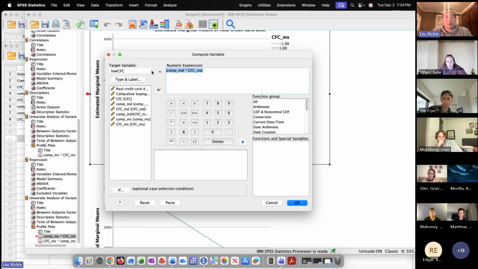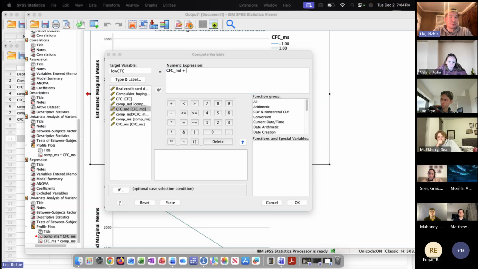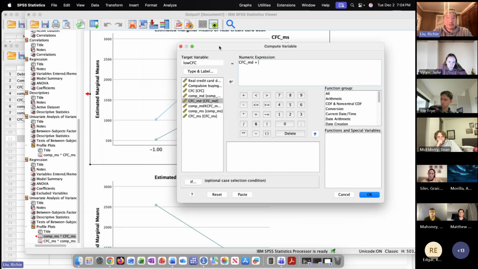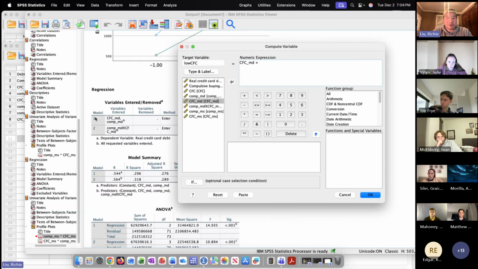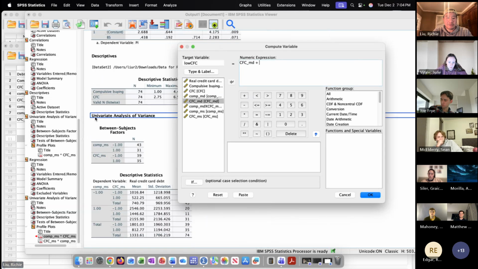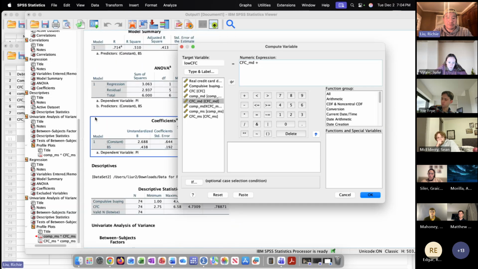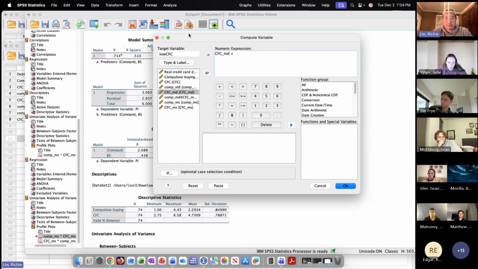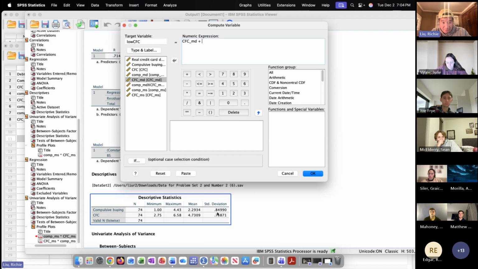So we're going to go ahead and create low CFC. We'll take the mean deviated value, and I'm going to add back one standard deviation. And one standard deviation was in our output, back way over here somewhere. Oh, there it is. So I have a standard deviation for CFC of 0.78871. I'm adding that back for the low, okay?